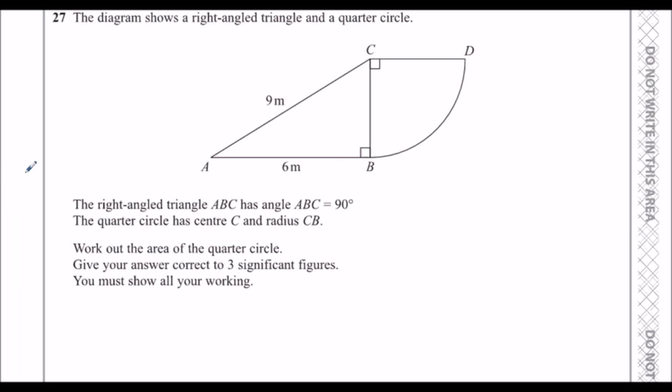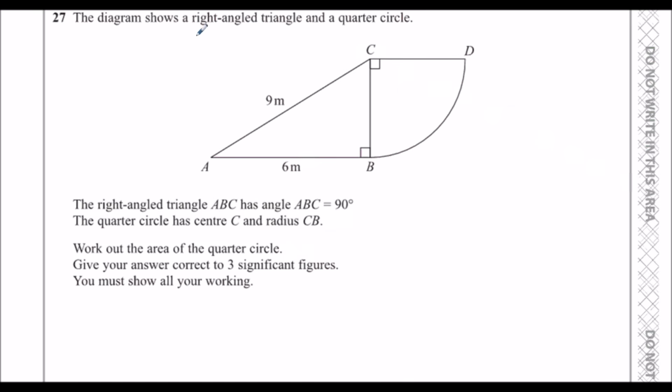Question 27. The diagram shows a right angled triangle and a quarter circle. The right angled triangle ABC has angle ABC 90 degrees. The quarter circle has a center C and a radius of CB. Work out the area of the quarter circle. Give your answer correct to 3 significant figures.